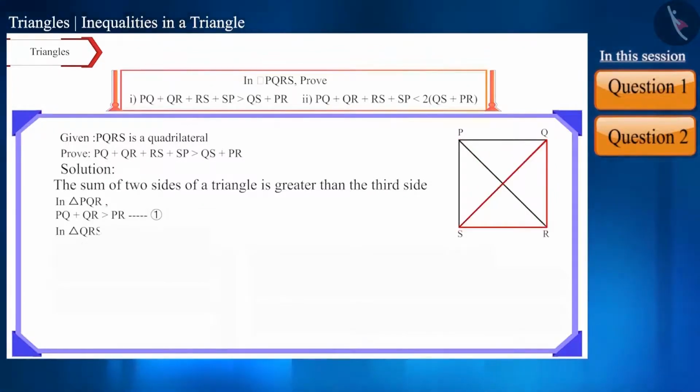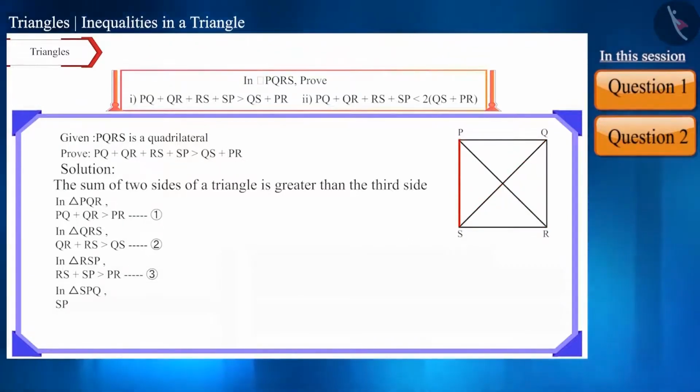Similarly, in triangle QRS, the sum of side QR and side RS is greater than side QS. In triangle RSP, the sum of side RS and side SP is greater than side PR. In triangle SPQ, the sum of side SP and side PQ is greater than side QS.